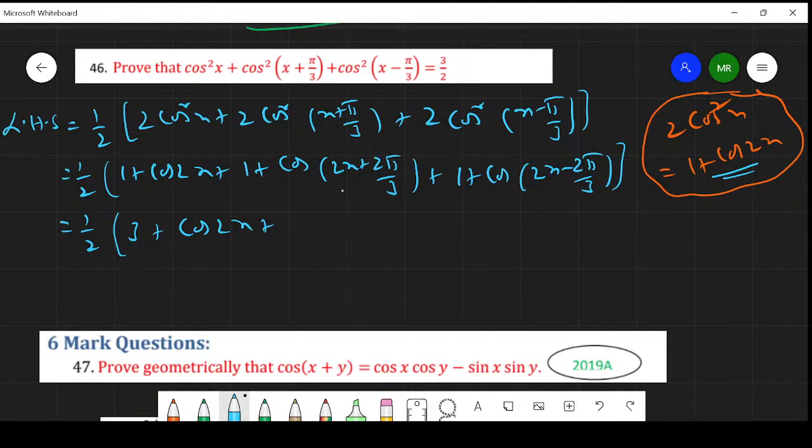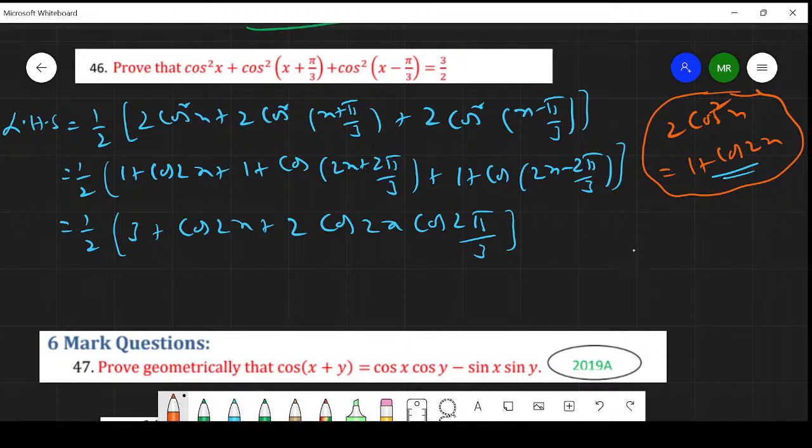You see here, this is cos of a plus b plus cos of a minus b. We know that cos of a plus b plus cos of a minus b will come 2 cos a cos b. Just remember that. Always remember cos of a plus b plus cos of a minus b is 2 cos a cos b. I will show you that.